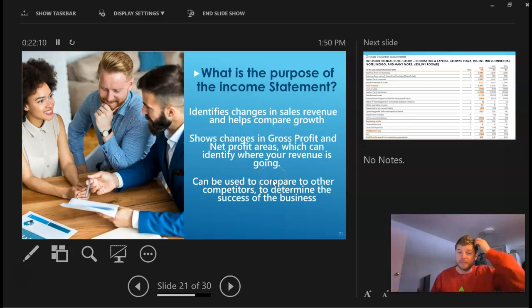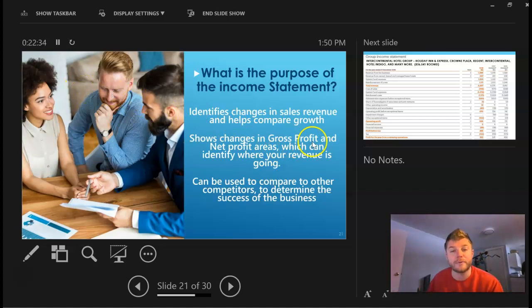So what is the purpose of the income statement? It identifies changes in sales revenue and helps compare growth. So you see on a week-to-week, a month-to-month basis where your sales are coming from. Are you growing or are you shrinking? And we usually look at that as a percentage. So we'll say, like, we had 5% growth in sales, or we had 5% decrease in sales.